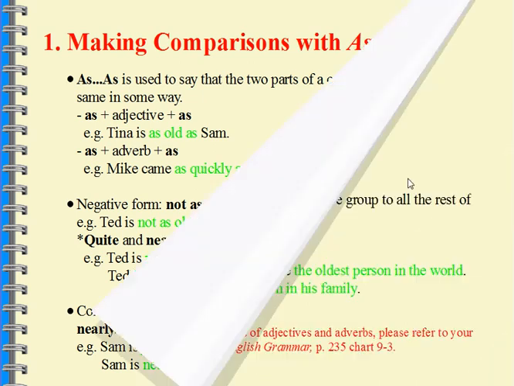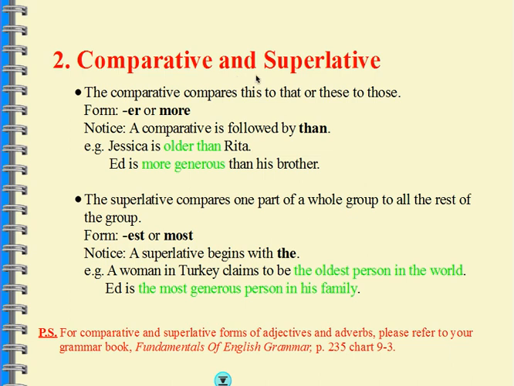Subtitle 2, comparative and superlative. The comparative compares this to that or these to those. The form that we use is the suffix er or more. Notice a comparative is followed by than.